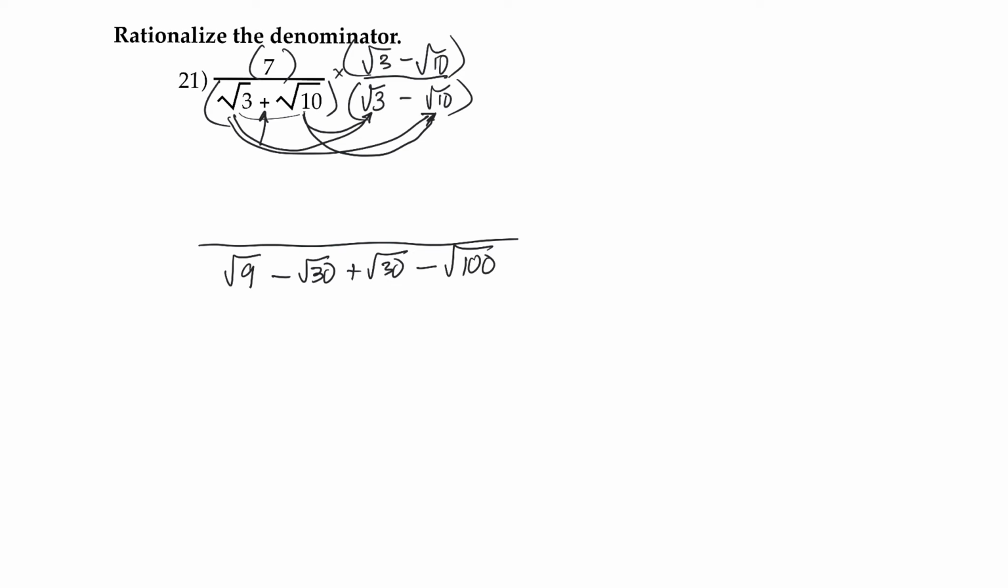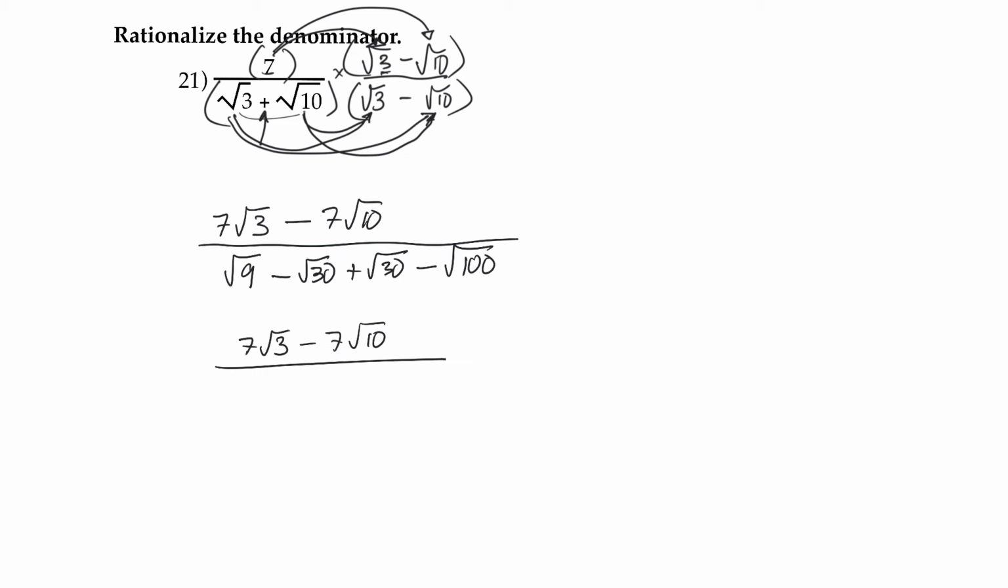Let's do the top two. 7 times root 3. One's in a radical and one's not, so I just have to write that as 7 root 3. And then 7 times negative root 10 would be a negative 7 root 10. Okay, so on the top, let me just leave the top for now. Those 7s are sort of sticking out to me.